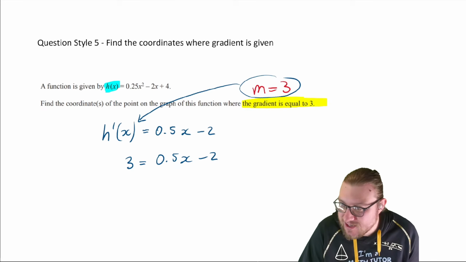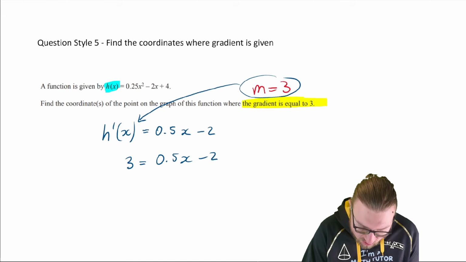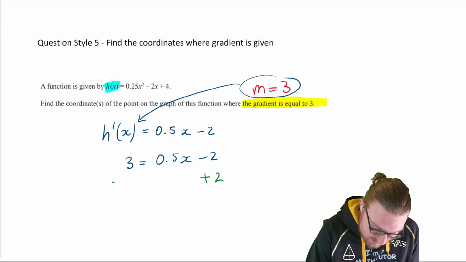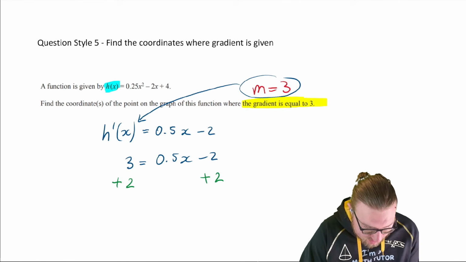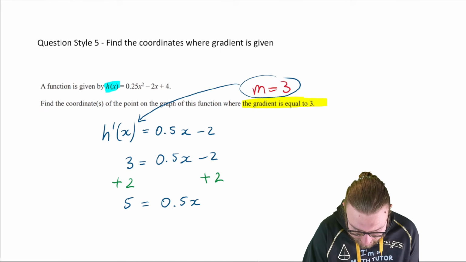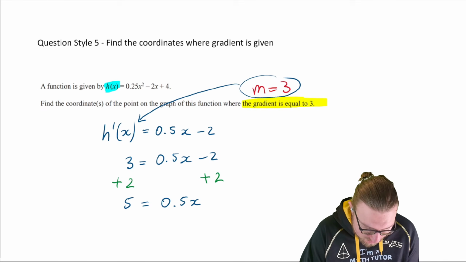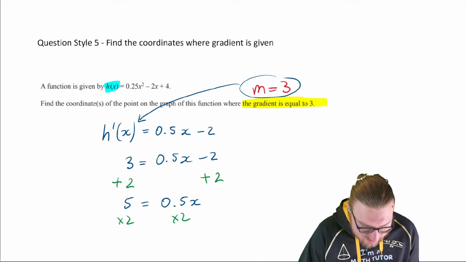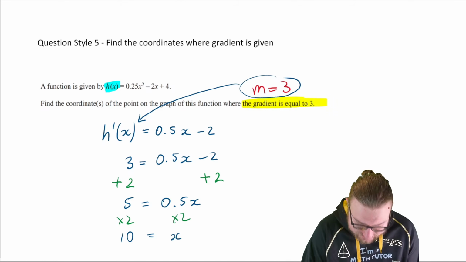You guys can use the solver in the calculator, but at this point, I would expect that you guys know how to solve these linear equations. So plus 2 on both sides. So then we're going to get 5 is equal to 0.5x and divide both sides by 0.5 or multiply both sides by 2. Doesn't really matter, it's the same thing. And you have a calculator, so you can just easily do that. Then we're going to get x is equal to 10.